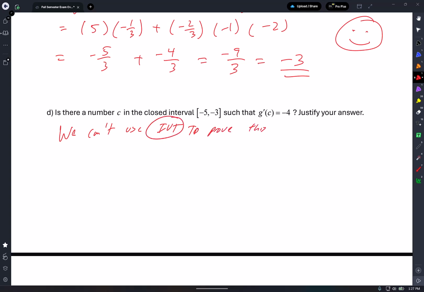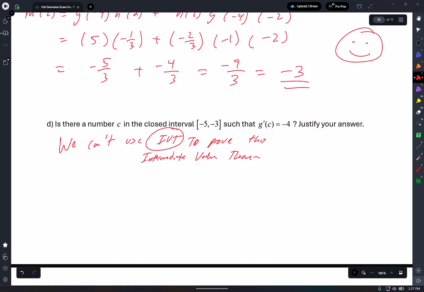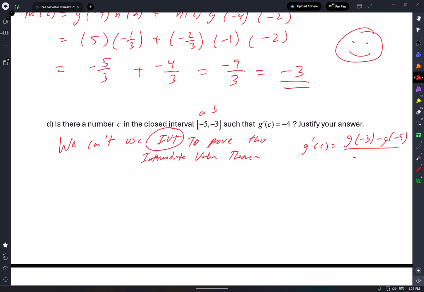And I probably shouldn't be abbreviating intermediate value theorem. We got one more theorem, the mean value theorem. So the mean value theorem states this: g prime of c equals g of, I guess we can go any order we want. Usually I go g of b minus g of a over b minus a, but whatever floats your boat. g of negative 3 minus g of negative 5 over negative 3 minus negative 5.